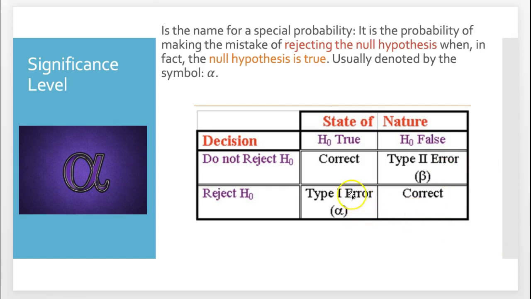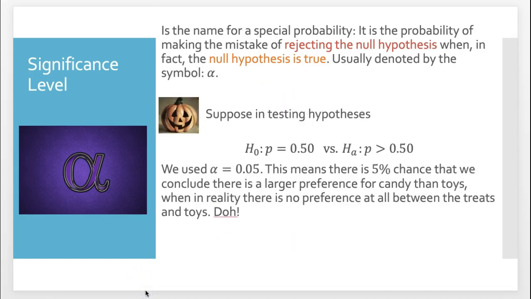So in terms of the errors, we say type 1 error is the worst of the two. So that's why we want to set it to be small. For example, going back to the trick or treat example, we have the null hypothesis that the proportion of candy selected is 50%, versus the alternative that the proportion of candy is greater than 50%. So right away, once we establish these null and alternative hypotheses, we have to state the significance level. So we agree that we're going to use a significance level of alpha equal to 0.05.